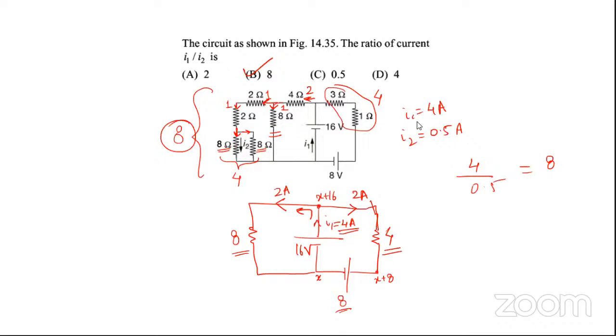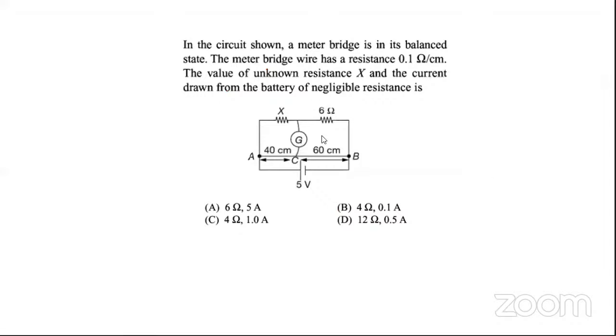Alright, let's just take one more question for today. An easy question. In the circuit shown, a meter bridge is in its balanced state. That means no current is flowing through this galvanometer. The meter bridge wire has a resistance of 0.1 ohms per centimeter. The value of unknown resistance X, and the current drawn from the battery is.